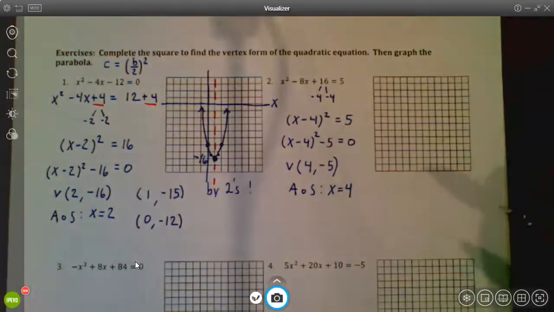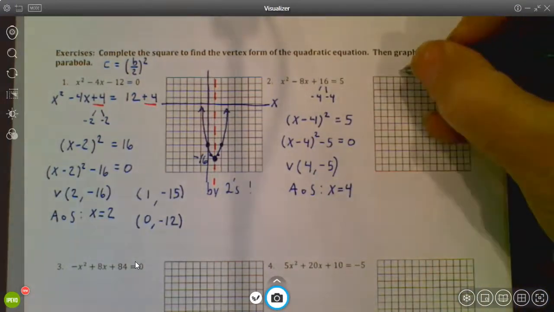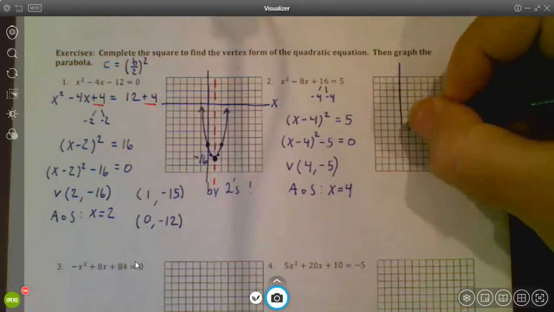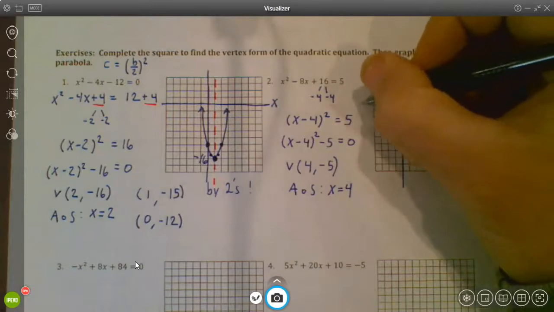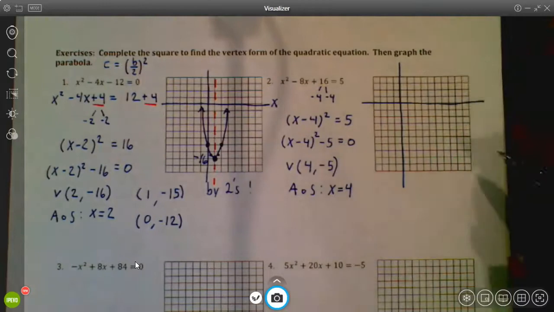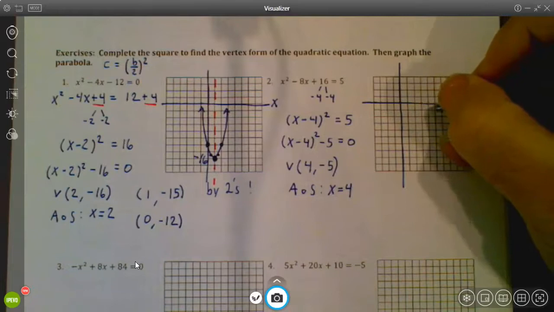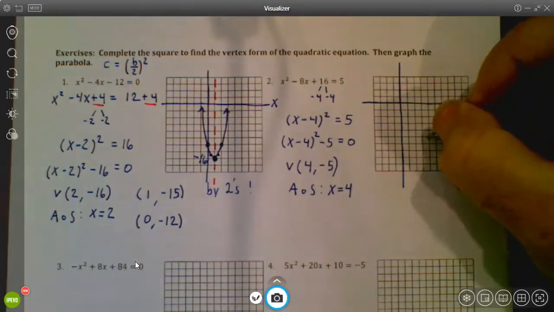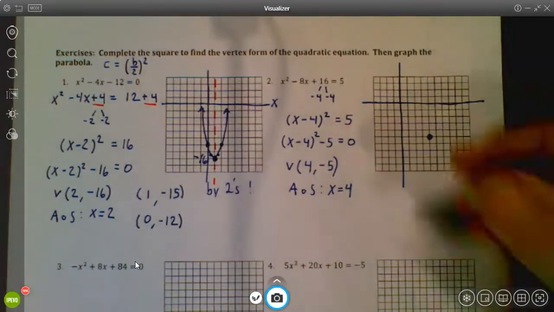So these aren't too bad of numbers. That one should fit on here okay. Let's see, 4, negative 5. So I'm going to move my y-axis to right here, and I'll put my x-axis maybe about here. Now when I plot my vertex, 4, negative 5, 1, 2, 3, 4, 1, 2, 3, 4, 5, it's going to go right there, pretty darn central within the graph. Here's my axis of symmetry at 4.